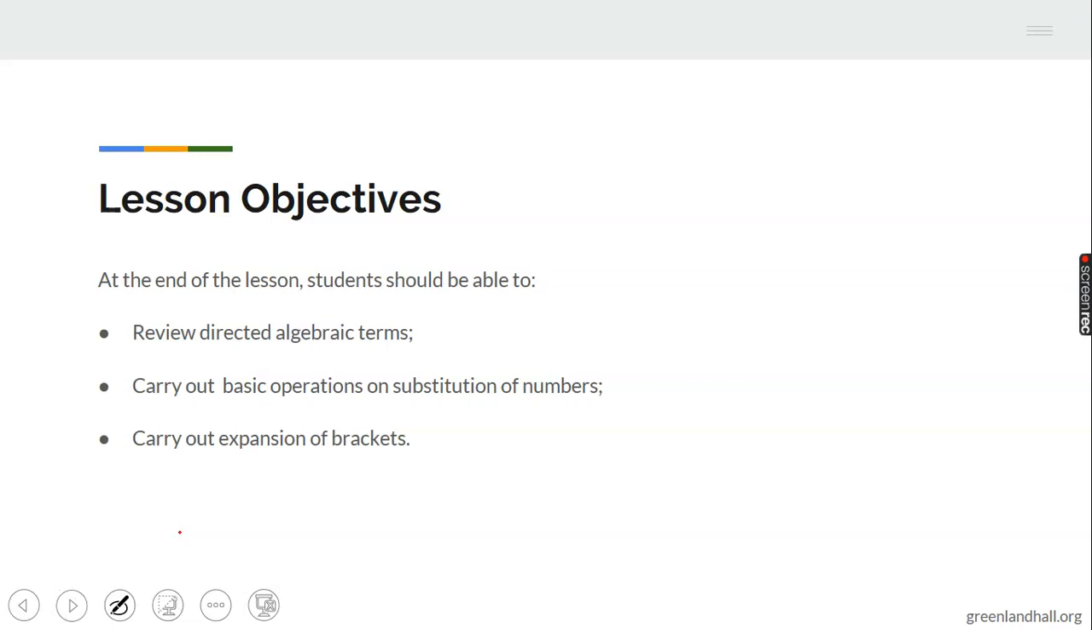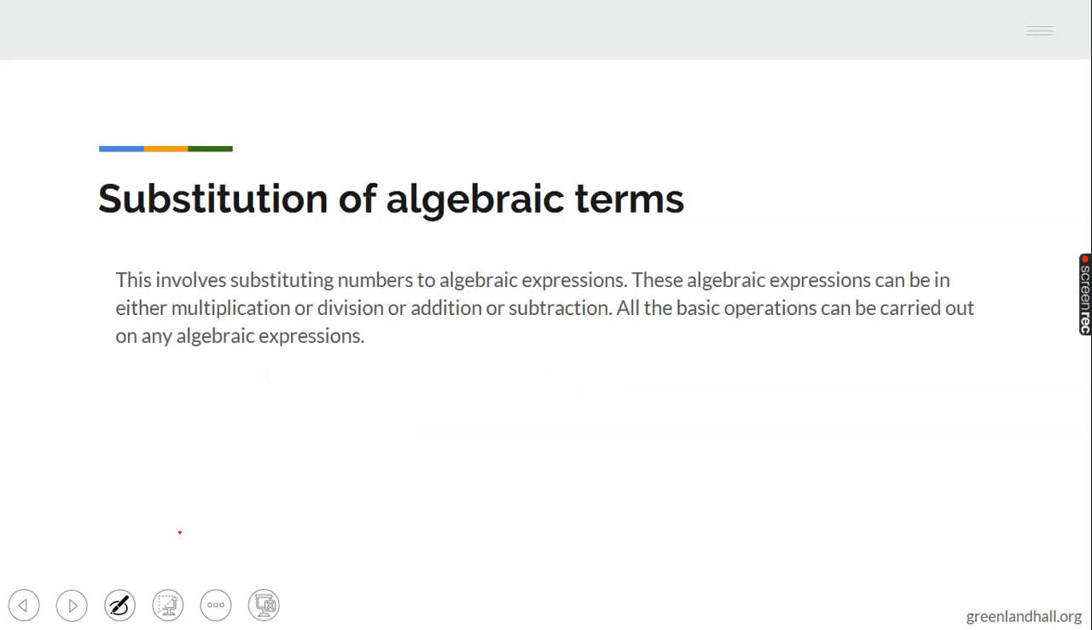In the last class, we discussed directed algebraic terms, where we looked at the rules of division and the rules of multiplication. I believe you've done your assignment, and I believe you've solved the questions. For further questions and feedback, you can reach me via the email address on the first screen. Now, let's move on to what we have for today.